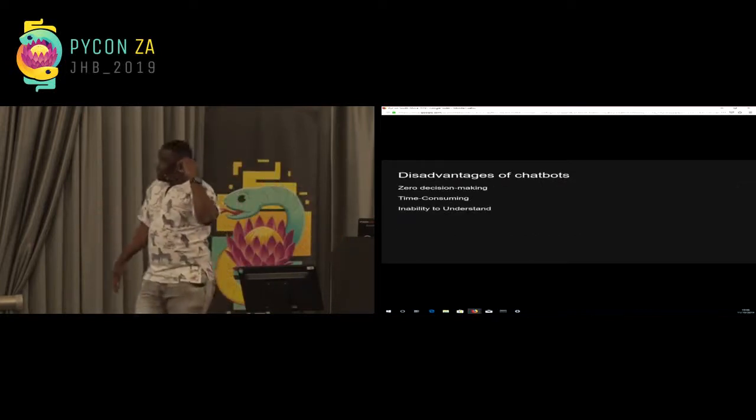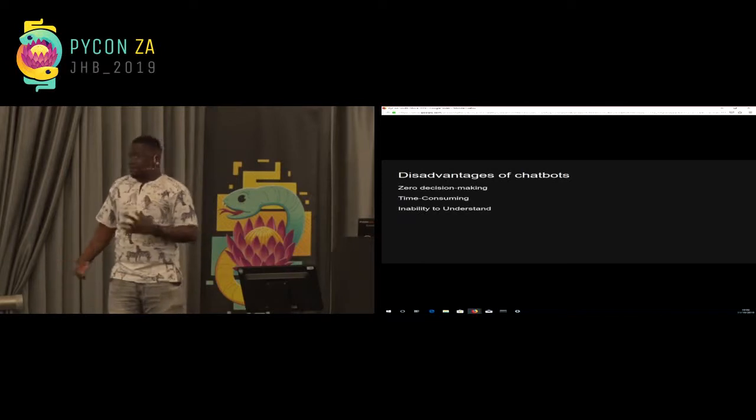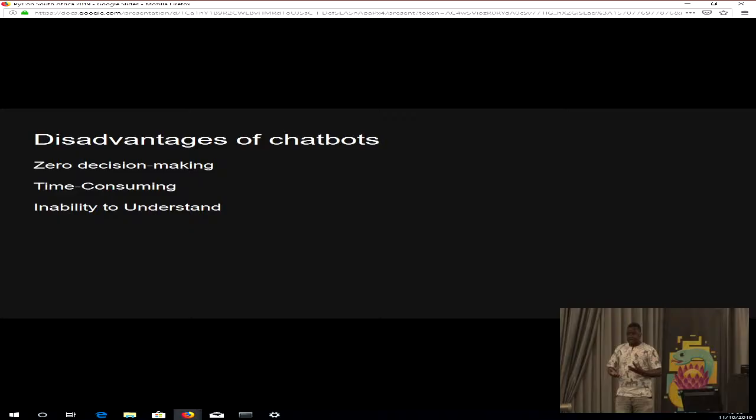So the disadvantage of the chatbot: zero decision making. This is true. If you're a chatbot developer, programmer, or engineer, you must consider decision making when you are developing your chatbot, so as to avoid disappointing your clients. Because a person is going to ask, what's the price of your iPhone 7? Then the chatbot says, it's 100 Namibian dollars. That's not good. It's not convincing. So those are the types of decisions you must be careful about when you are implementing.